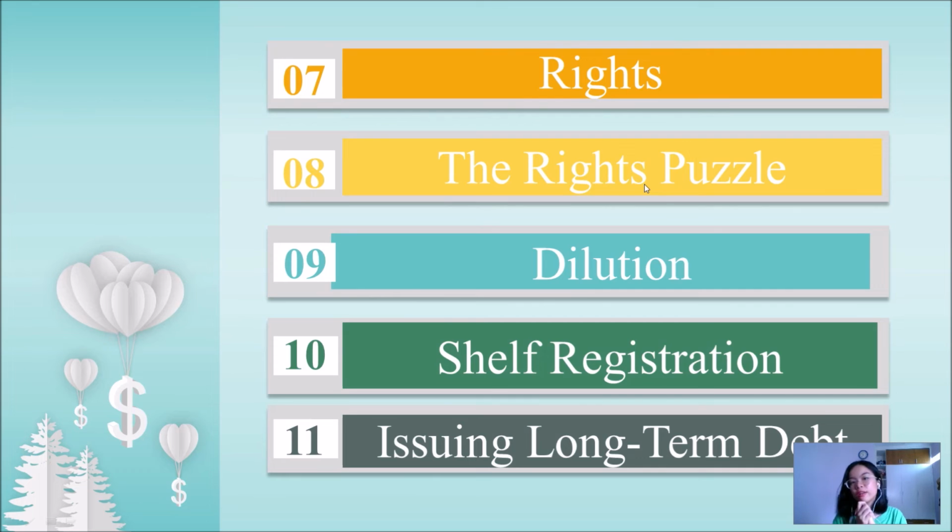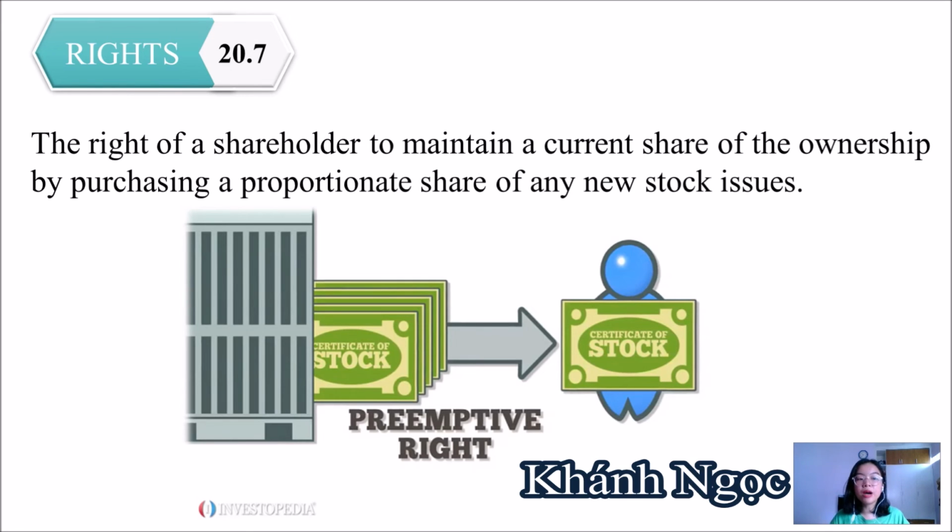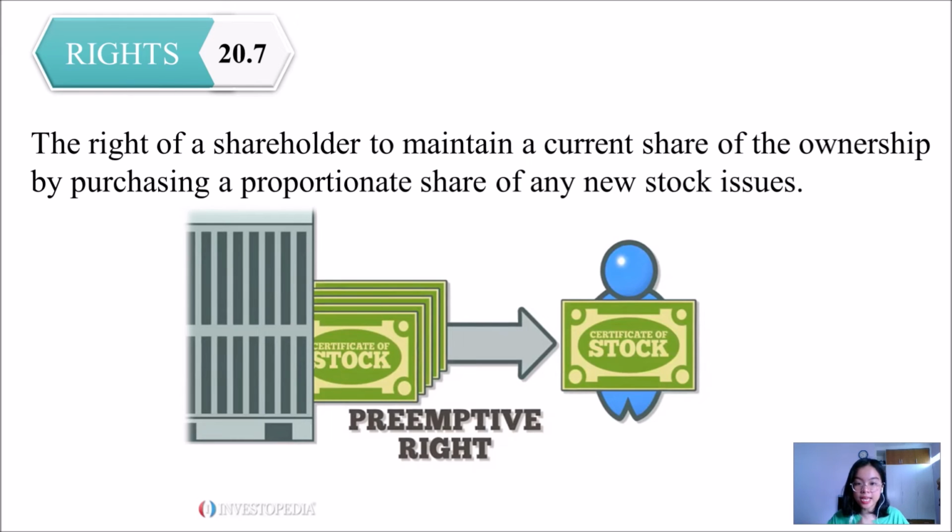Now I will present to all of you the last 5 parts of chapter 20. First, let's look at the rights of the shareholder in the company. The first section of my presentation is about the preemptive right. So what is the preemptive right? Basically, it is the right of a shareholder to maintain their current share of the ownership of a company by purchasing a proportionate share of any new stock issues. Therefore, the preemptive right can protect an investor's ownership stake.